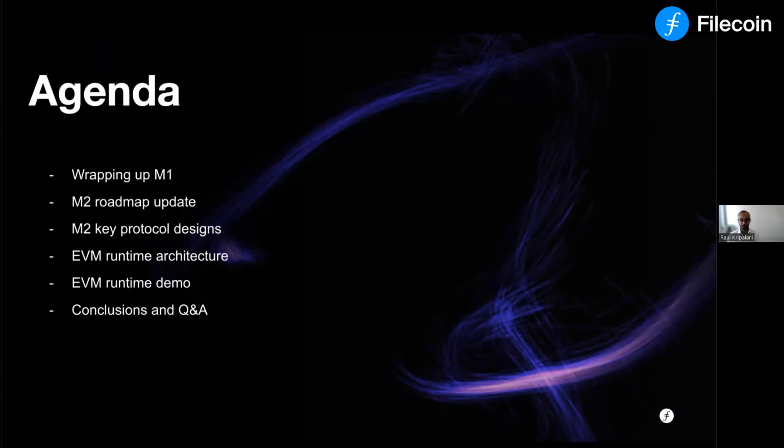Then I'll give a roadmap update about M2 and the different tracks comprehended there. Then I'll talk a little bit about some of the key protocol designs so that people can form a mental idea of what's actually going into M2 and what protocol changes they can expect. And then I'll hand it off to Kareem. He's going to talk through the EVM runtime architecture. So, sneak peek: M2.1 is going to be EVM compatibility, and I'll talk about that a little bit later.